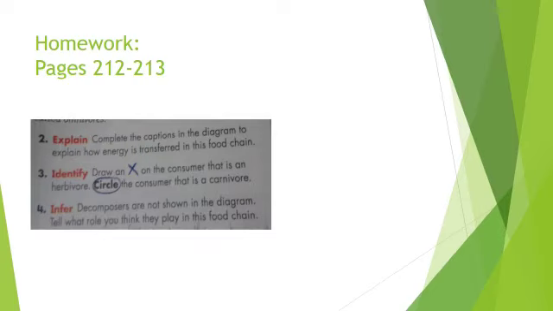Homework for tomorrow. Answer the questions in front of you on pages 212 to 213. Question number 2: Complete the captions in the diagram to explain how energy is transferred in this food chain. Question number 3: Draw an X on the consumer that is an herbivore. Circle the consumer that is a carnivore. Question number 4: Decomposers are not shown in the diagram. Tell what role you think they play in this food chain.